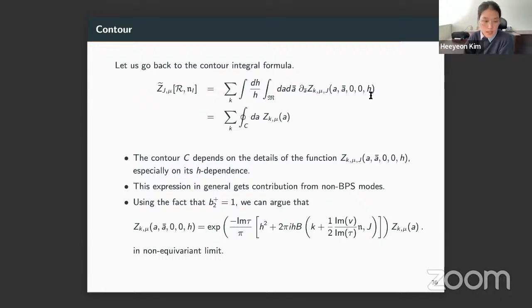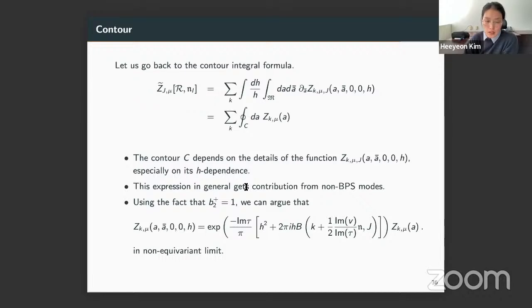And from this discussion, you can expect that the choice of this contour C depends on the details of the partition function, especially on its H dependence and non-holomorphic dependence in A bar. So this is a question about recovering the non-holomorphic dependence and the H, the auxiliary field dependence, of the K-theoretic Nekrasov partition function, which is in general very difficult because it gets contribution from all the non-BPS modes.